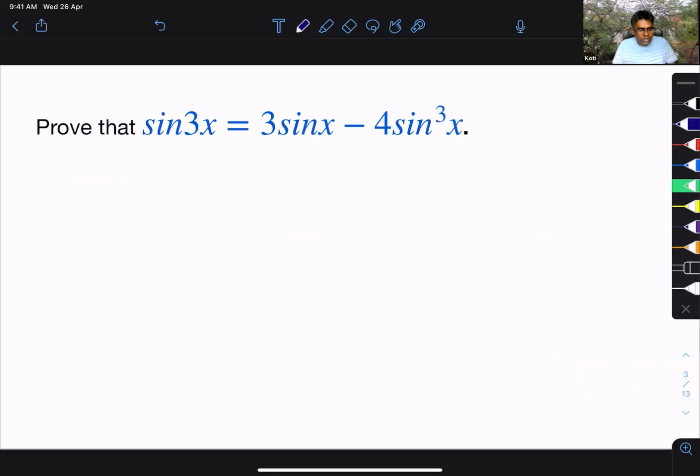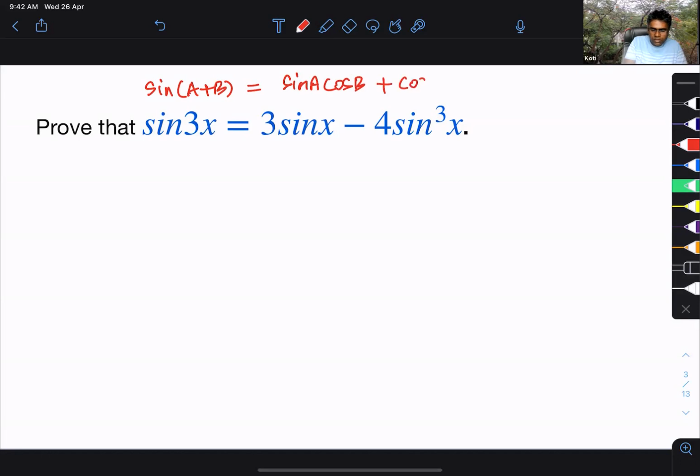So let's look at the next one. This is again very important. So sine 3x is 3 times sine x minus 4 times sine cube x. This is very regularly used. So what can we really use here? I know I have sine of a plus b. What is sine of a plus b? Sine a cos b plus cos a sine b. So we can use this here.